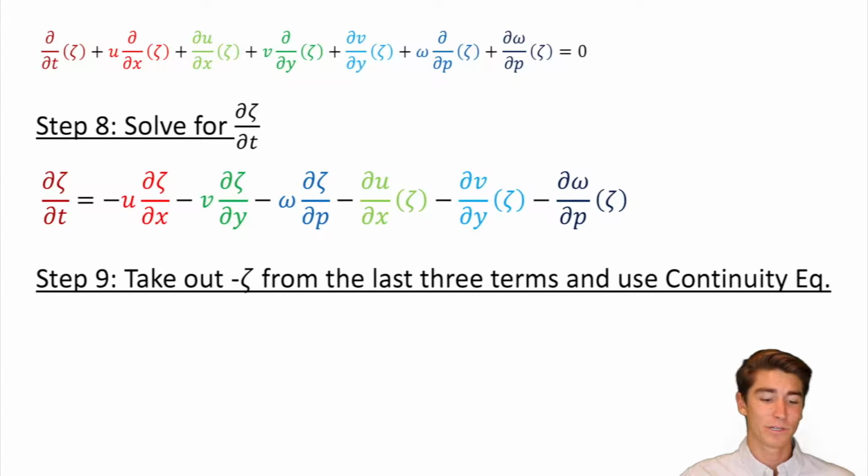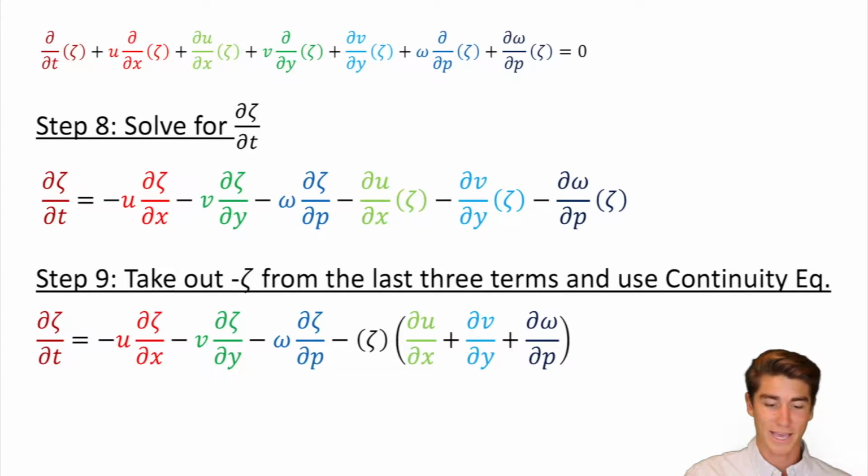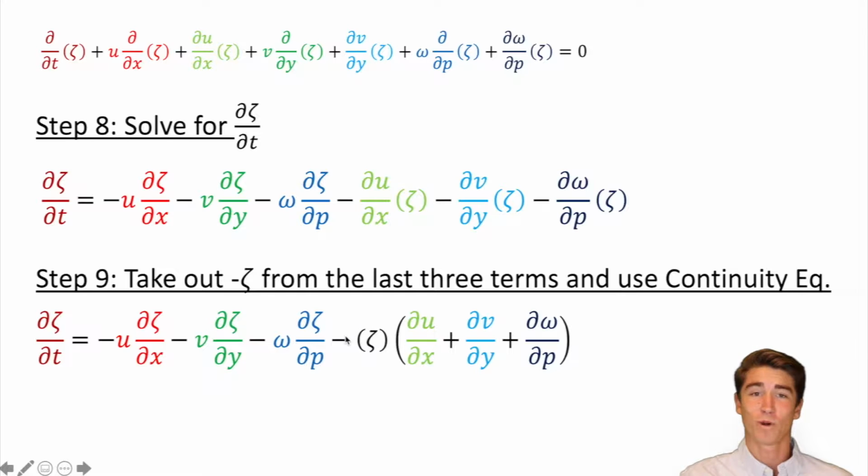In step 9, we're going to take out that negative sigma from the last 3 terms and then use the continuity equation. So when we take out that negative sigma, see it's taken out right there, and what are we left with? du dx plus dv dy plus d omega dp. That actually might be an omega. I'll have to check on that. I think it is d omega dp. And that should probably look pretty familiar. I also gave you a nice clue right there.